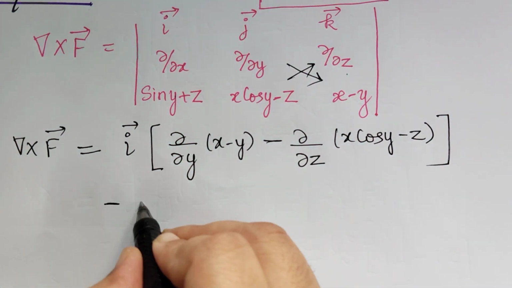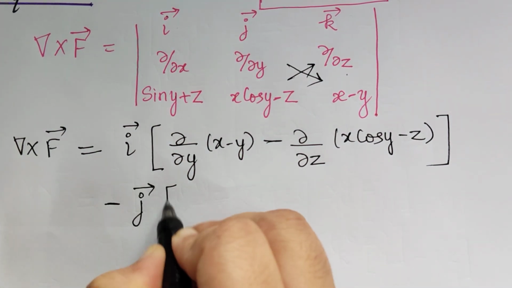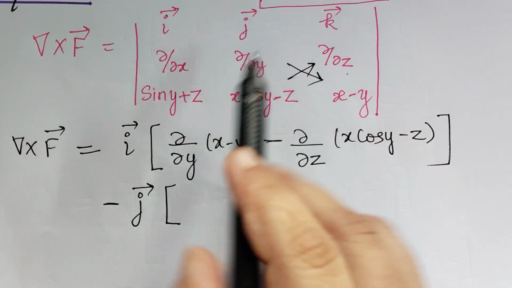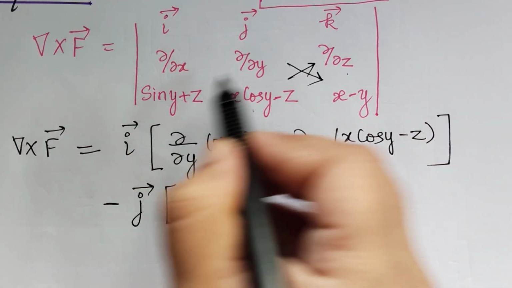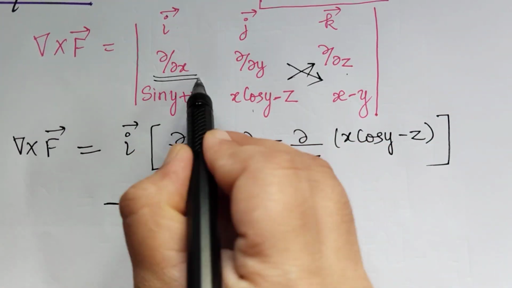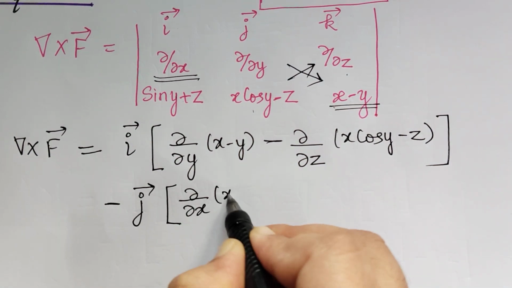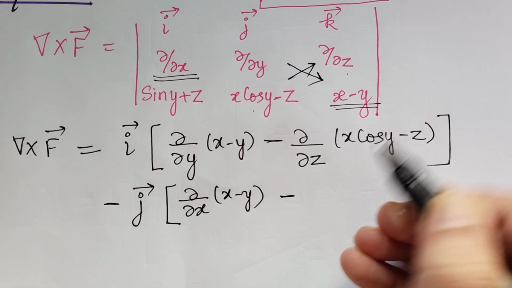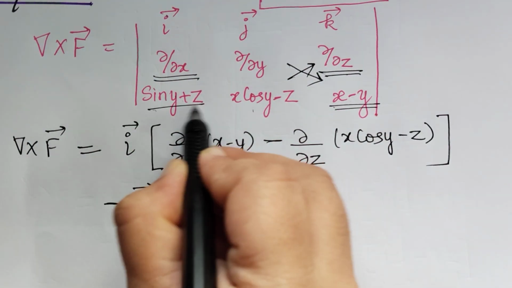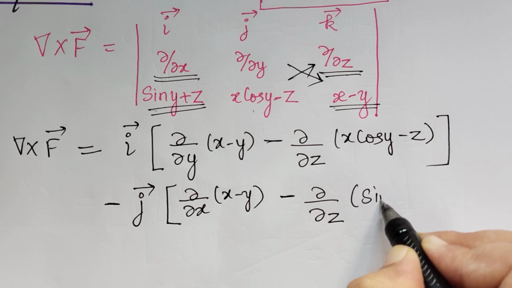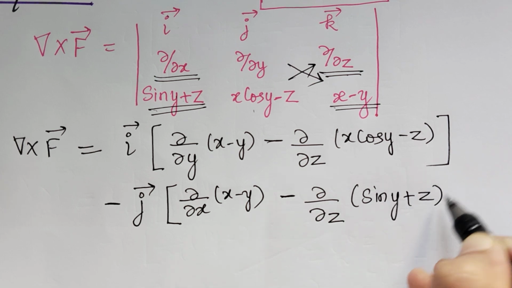So we should take negative sign. So minus j vector multiplied with, block this column, block this row. So we will be having these two. So dou by dou x of x minus y, minus dou by dou z of this, so dou by dou z of sine y plus z.